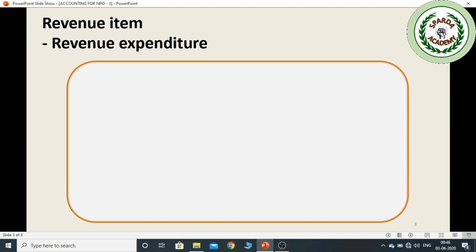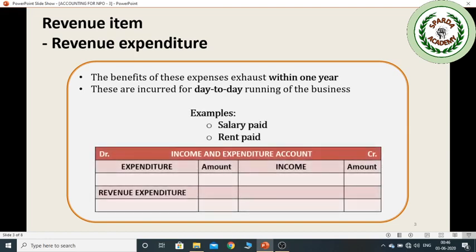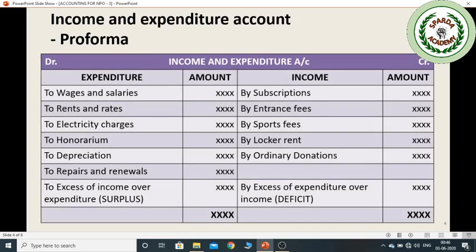With relation to our income and expenditure account, we should write the expenses which are revenue expenses. How to find them? Those expenses whose benefits will be earned within one year, or you can take the example of day-to-day activities like salaries, rent paid, insurance paid, those types of informations. Example, salary paid, rent paid, postage, printing and stationery. These types of examples will be written on the debit side of income and expenditure account.